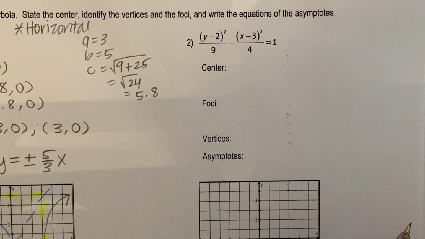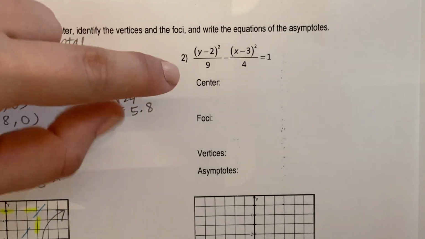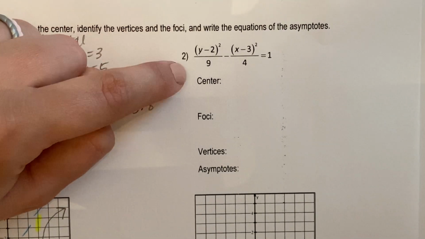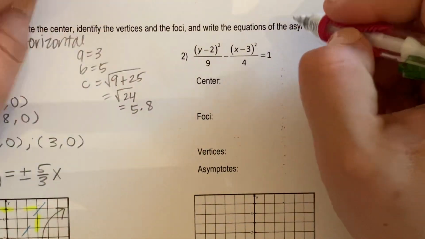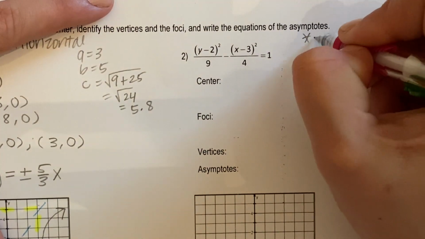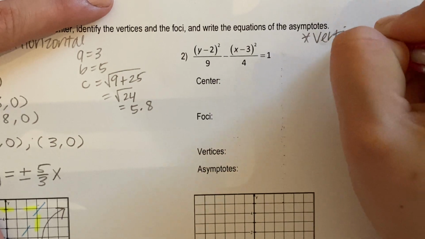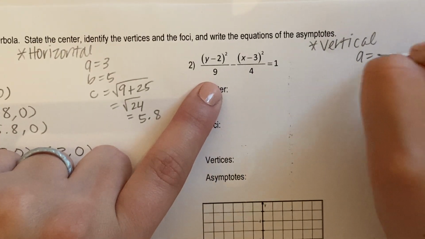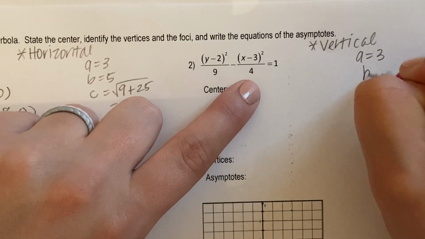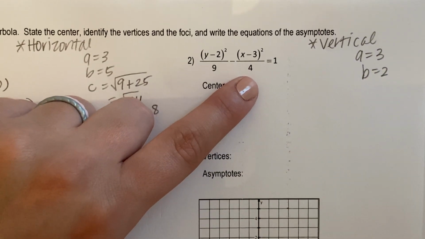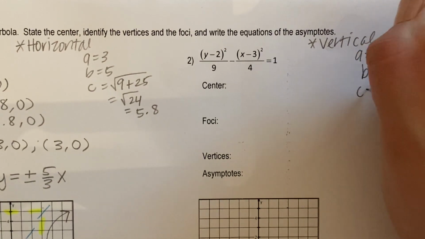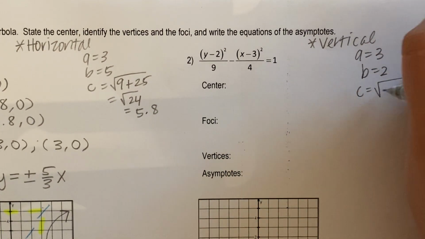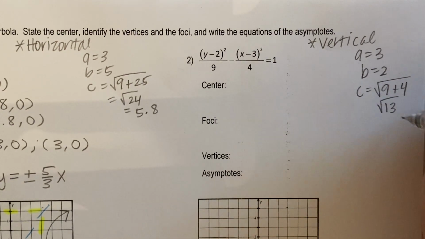Okay, this one is our first vertical hyperbola. I know it's vertical because y comes first. A is still the first number, so 3. B is still the second number, so that's 2. Let's solve for C. 3 squared is 9. 2 squared is 4. Square root of 13 is 3.6.